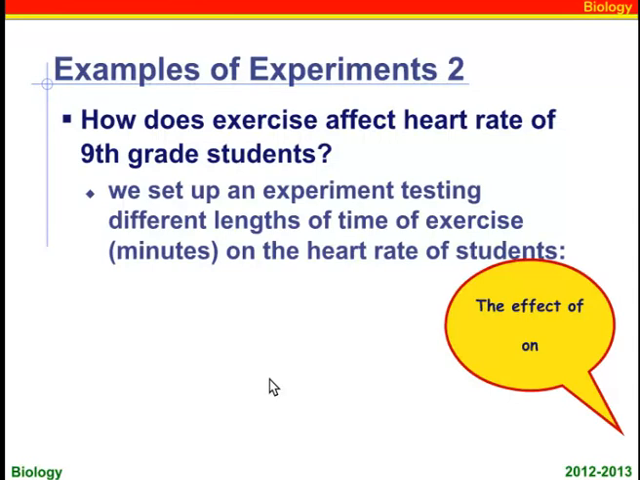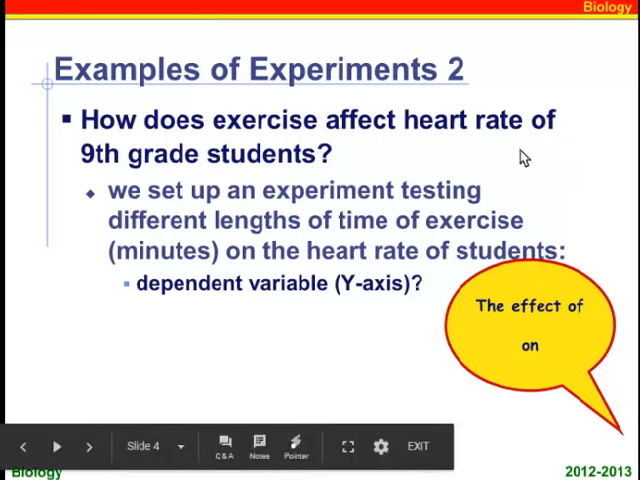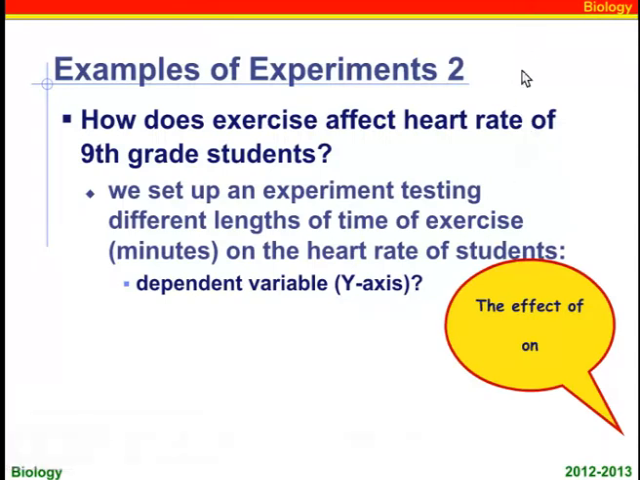Now, the way I worded it is a little bit tricky because we're going to measure the amount of time that they exercise, but actually that's what we can control. We can say, you exercise for 1 minute, you exercise for 2 minutes, and you exercise for 3 minutes. Okay, so what in this experiment would be the dependent variable? In other words, what is going to go on the y-axis? And I'll try and do it right this time. The y-axis is going to be the up and down axis.